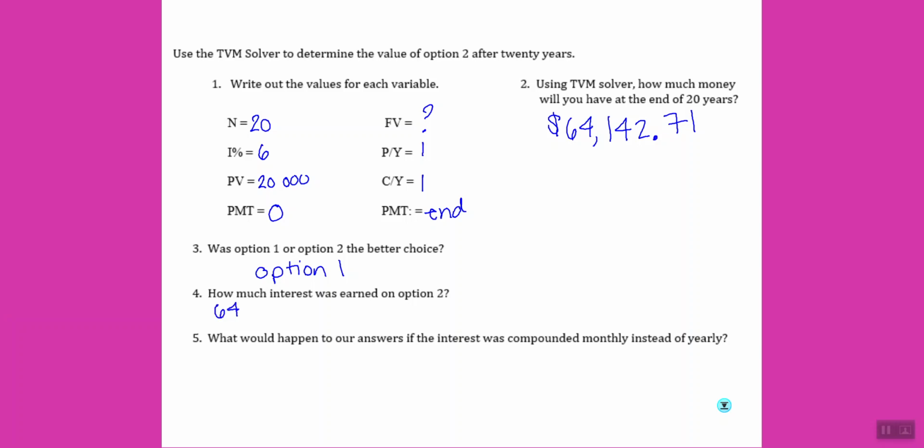How much interest was earned in option 2? Well, we ended up with $64,142.71, but $20,000 of that we put in to begin with. So we made $44,142.71 in interest. So basically, your interest equals your final minus your deposit.